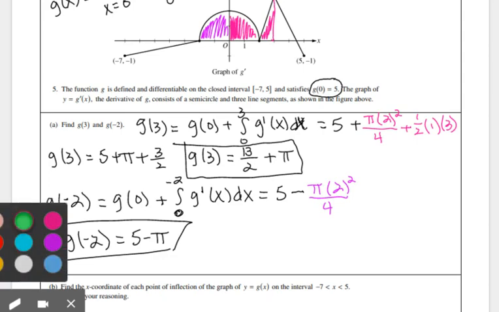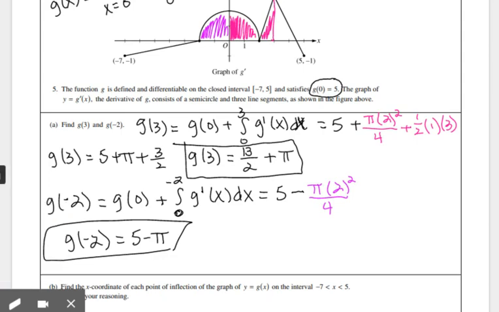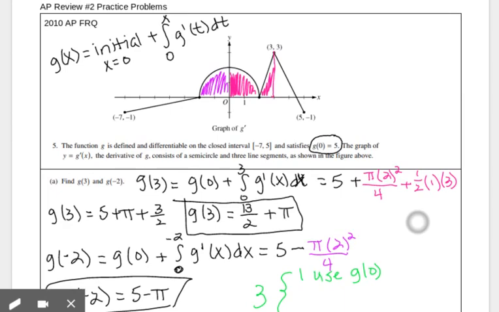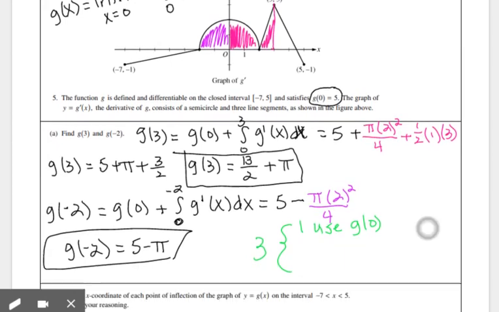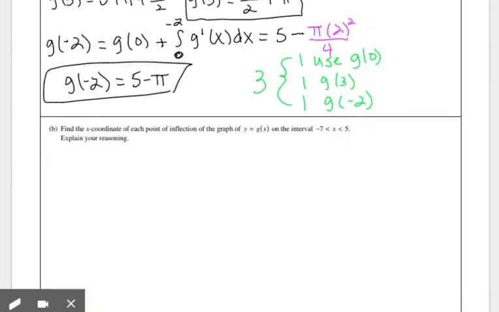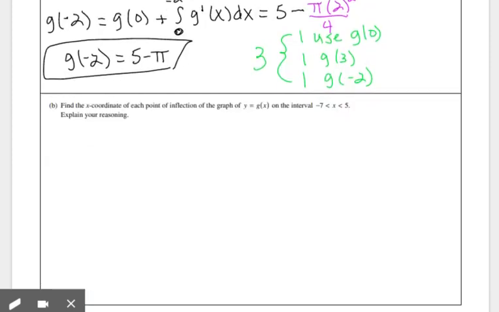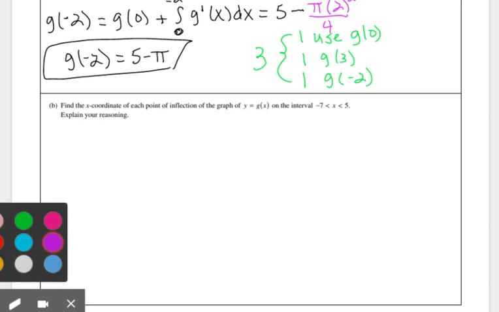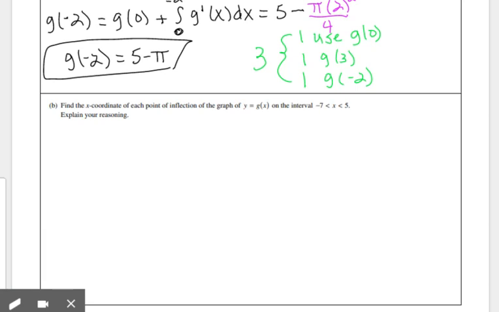Now for this question, this was worth 3 points total. It was 1 point for if you remembered to use g of 0. So did you remember that from a graph of g prime, you have to do the initial plus the integral? And then it was a point for finding g of 3, and it was a point for finding g of -2.